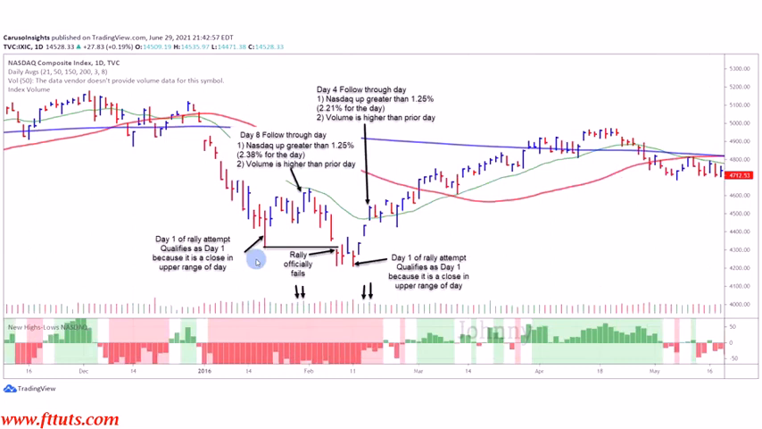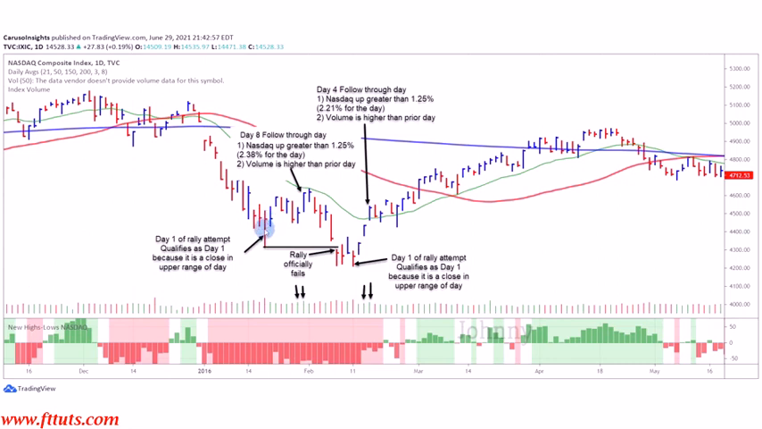Here is an example that is not as ideal as the 2020 follow through day that launched that great big bull market. In early 2016, we were in a rather significant drop in the marketplace, and we had a day one of a rally attempt. I know here you'll notice that it's actually down on the day, but if the stock market closes significantly off the low of the day, as we did here, that can count as a day one of a rally attempt. Traditionally, you want that to close in the upper 80% of the day's range to qualify.